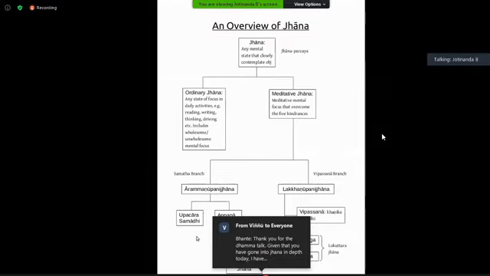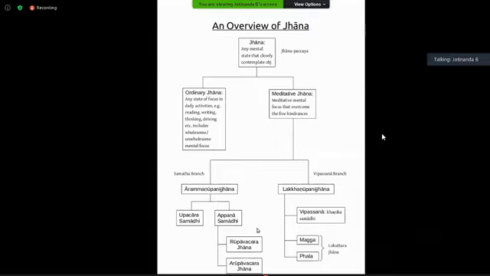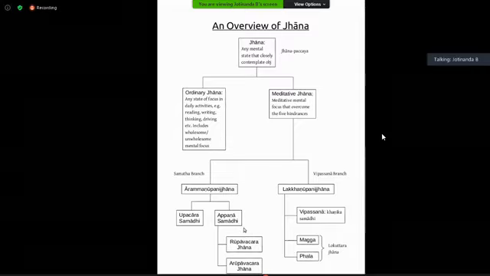Then from upachara samadhi, you develop further. When the jhana factors become strong enough, then appana samadhi arises. Appana means absorption. So the whole mind absorbs or unifies with the object. And appana samadhi has two kinds. First there's rupavachara jhana, the one that you usually hear: first jhana, second jhana, third jhana, fourth jhana. This is in the sutta. In the Abhidhamma, there's first, second, third, fourth, and fifth jhana, because the Abhidhamma gives more detail.